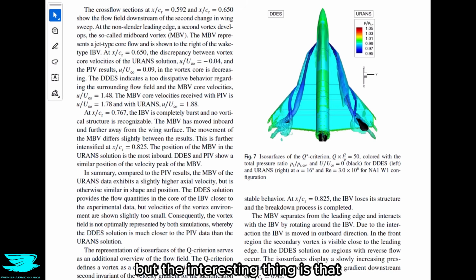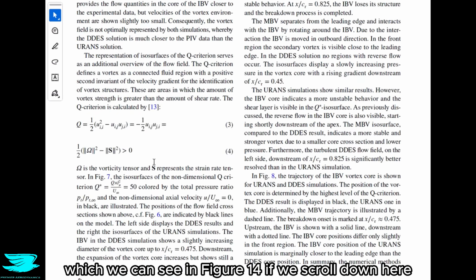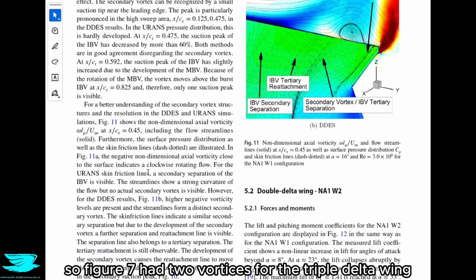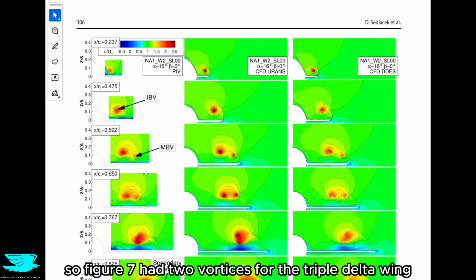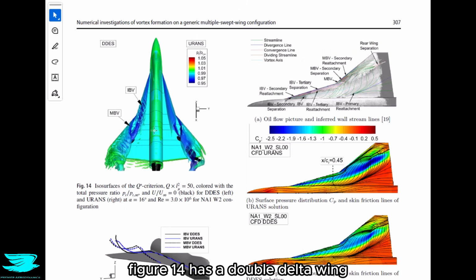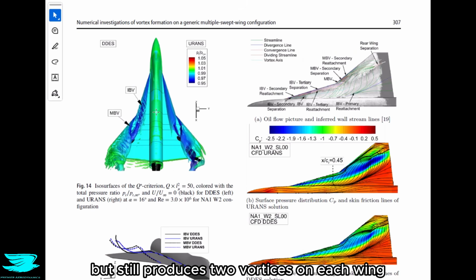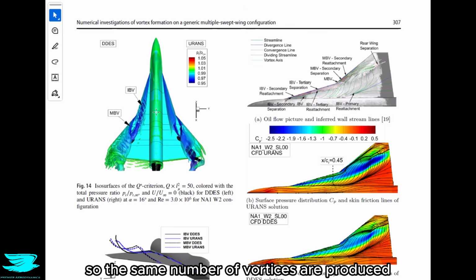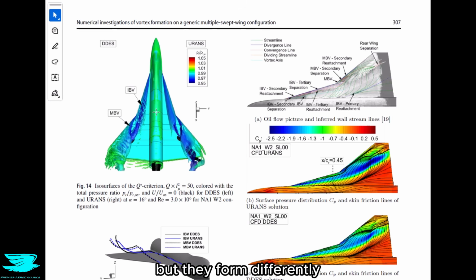But the interesting thing is that if we compare these vortex formations with the double delta wing, which we can see in figure 14, if we scroll down here. So figure 7 had 2 vortices for the triple delta wing. Figure 14 has a double delta wing, but still produces 2 vortices on each wing. But the vortices interact a little differently. So the same number of vortices are produced, but they form differently here.